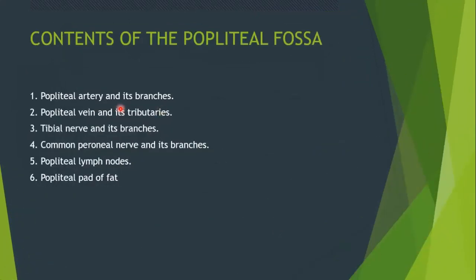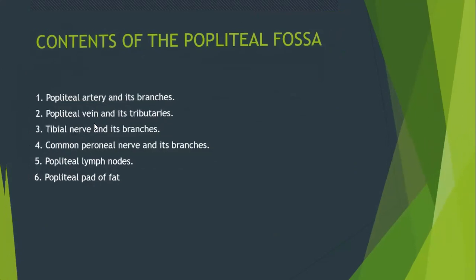Now, what are the contents? It contains the popliteal artery and its branches, the popliteal vein, the tibial nerve, common peroneal nerve, popliteal lymph nodes, and the popliteal pad of fat. Now, let's look at each and every content.